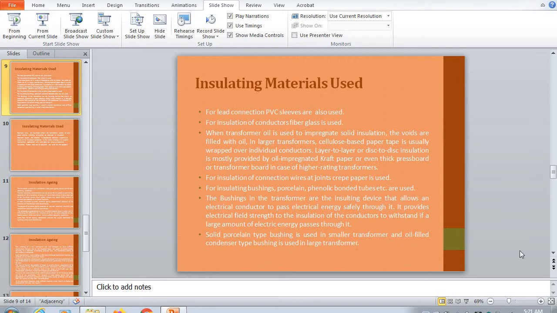The bushings in the transformer are the insulating devices that allow an electrical conductor to pass electrical energy safely through it. It provides electrical field strength to the insulation of the conductors to withstand if a large amount of electrical energy passes through it. Solid porcelain type bushing is used in smaller transformers, and oil-filled condenser type bushing is used in large transformers.